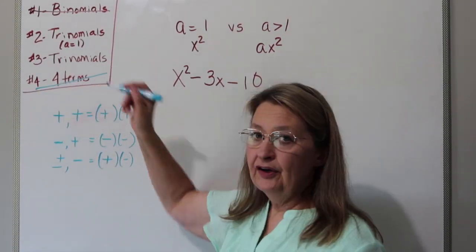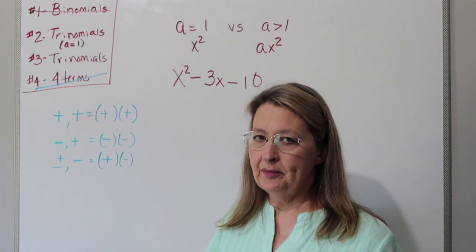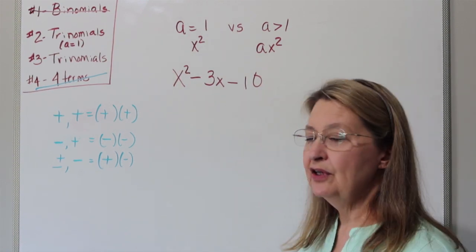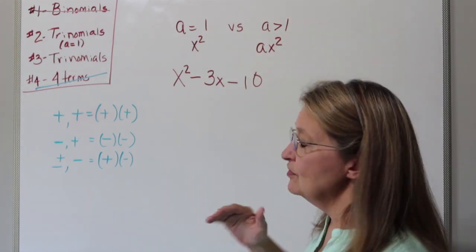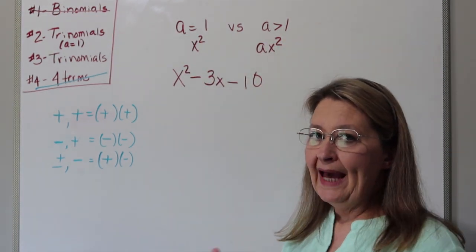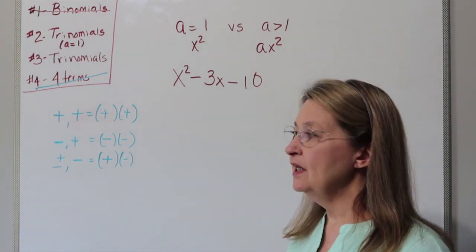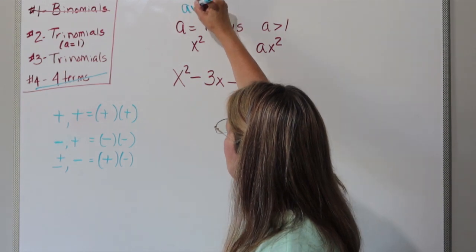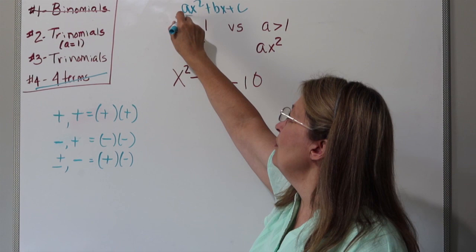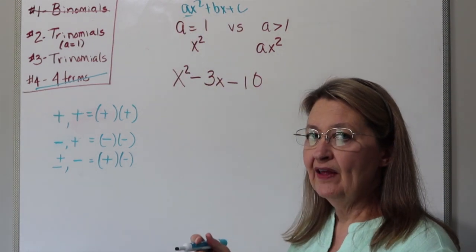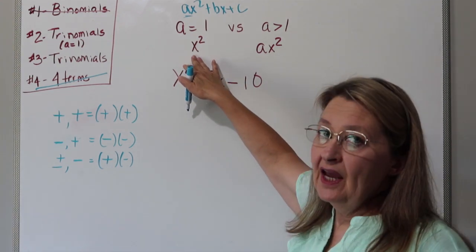Well, that just took care of your 4-term polynomials. Now all that's left are the 2 trinomials. So let's look at these. How do you tell the difference? First of all, it's a is equal to 1 versus a is greater than 1. And you know, a in a polynomial or a quadratic refers to the leading term. Your standard form is ax squared plus bx plus c. So that's why we say a. It's the number in front of that x squared term. If it's 1, you're just going to see x squared.